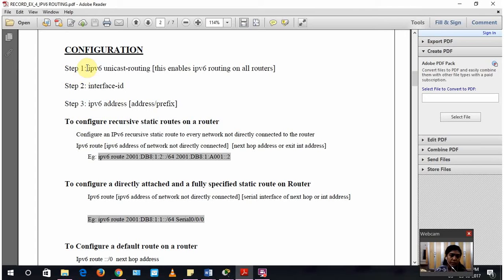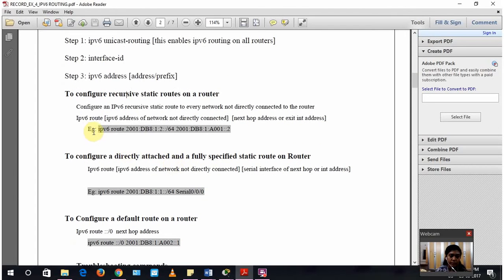The first step is to give the command ipv6 unicast-routing. This enables IPv6 routing on all routers, followed by the interface ID, and then the IPv6 address, followed by the address and prefix, as you can see in the example over here.